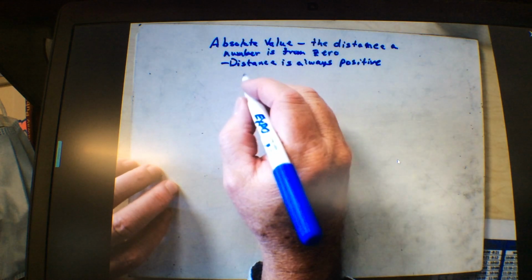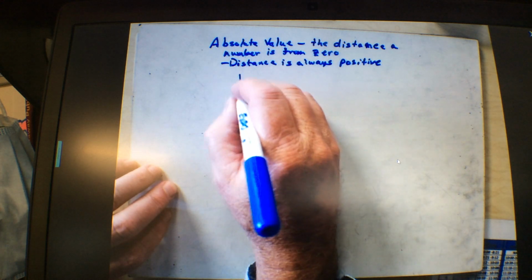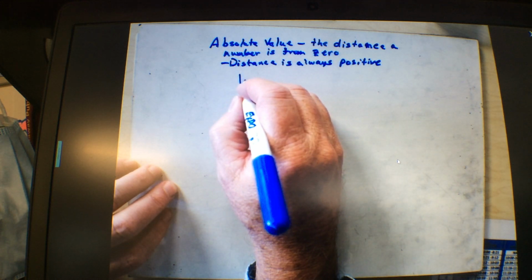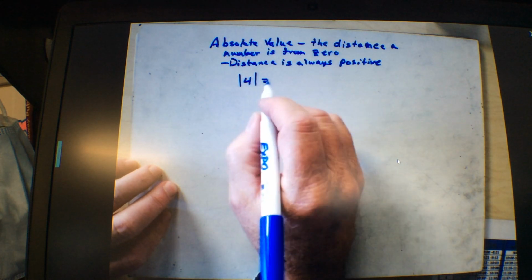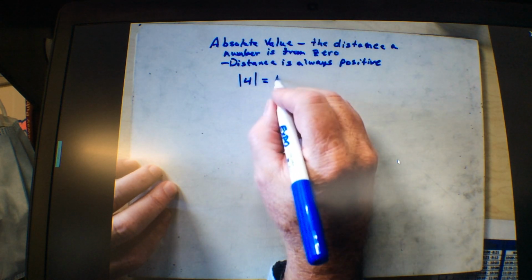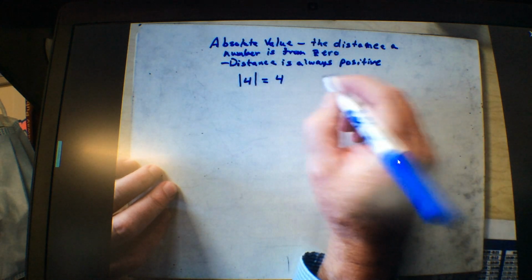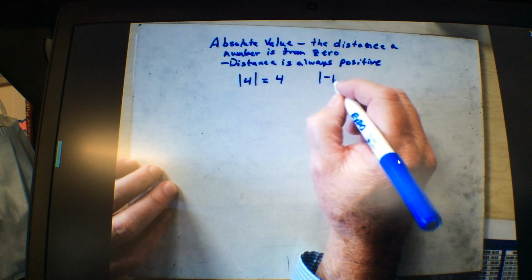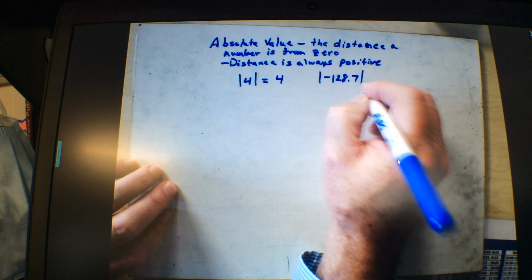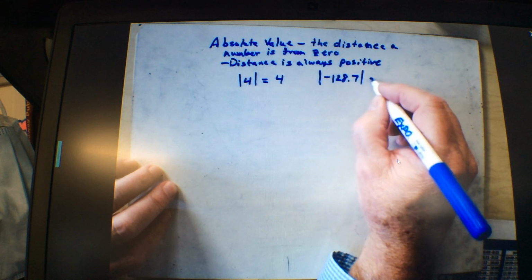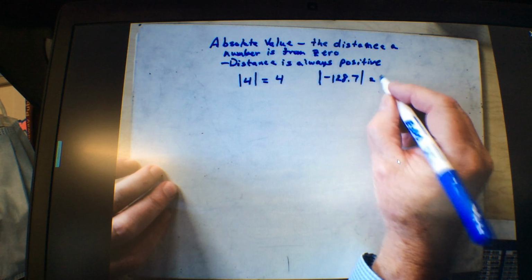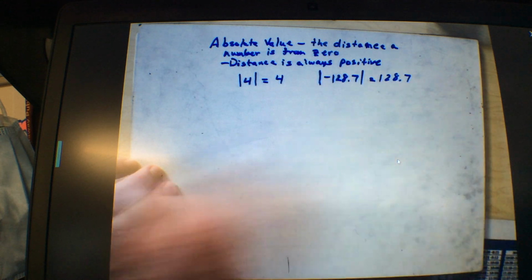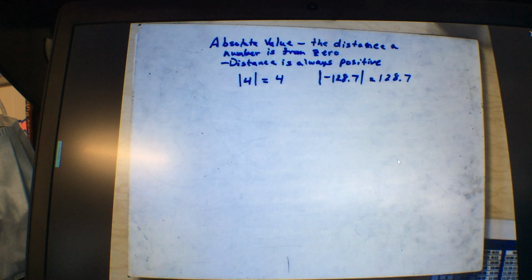So if you remember right, if I had the absolute value of 4, that means how far is 4 from 0? And it was 4, correct? If I have the absolute value of negative 128.7, how far is negative 128.7? 128.7. That's right. And it always remains positive.